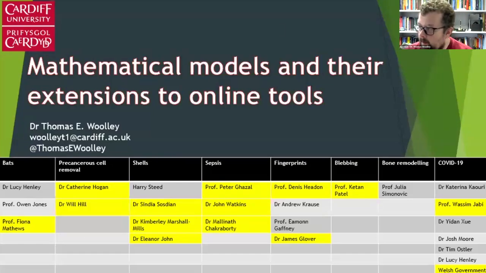Before I get on, this is just a variety of the problems I've been looking at recently and currently am. I've worked on bats, I'll be talking about that in a second. I've worked on understanding shell markings, sepsis, fingerprints, and more recently the COVID-19 work. I've highlighted all the collaborators I've worked with who aren't mathematicians. And that's my first piece of advice: if you want to get into applied mathematics and you want your maths to mean something, you've really got to go find people outside of mathematics that have problems that will interest you and interest others.